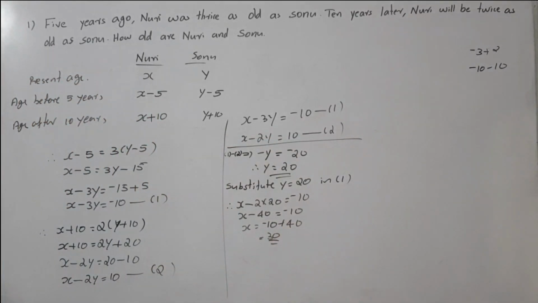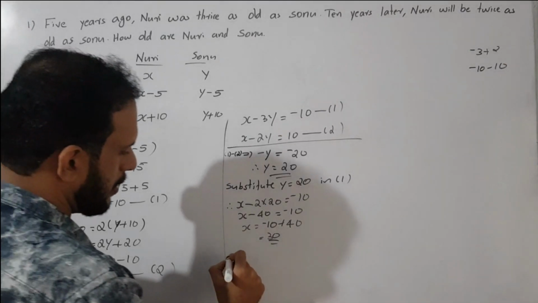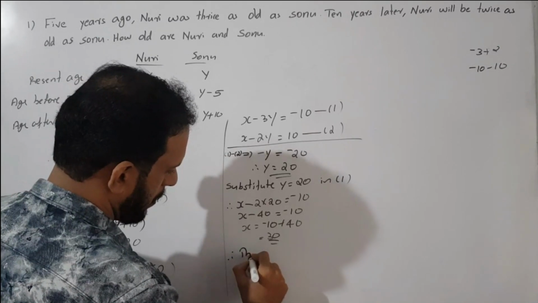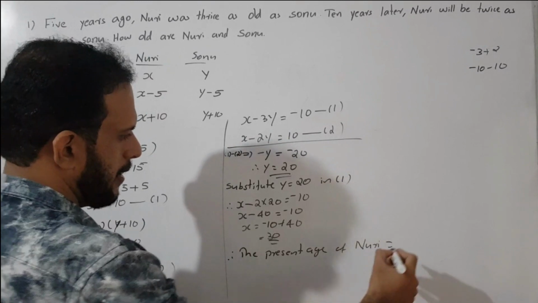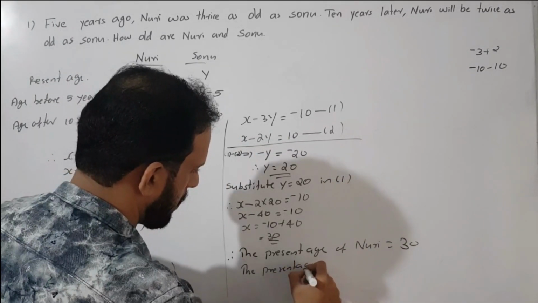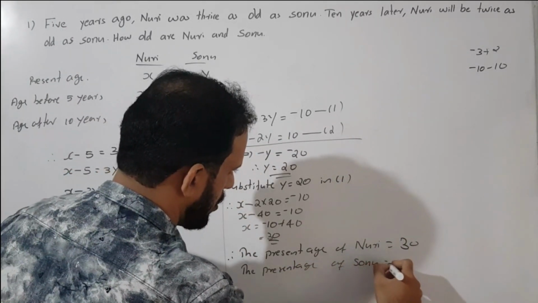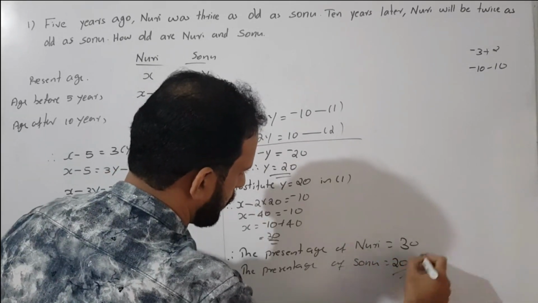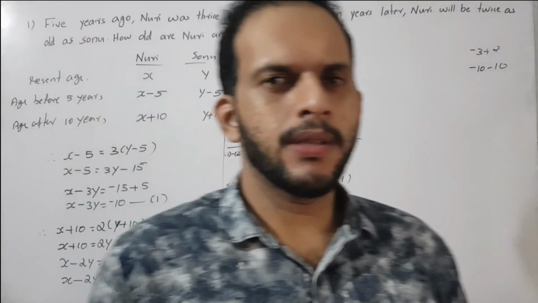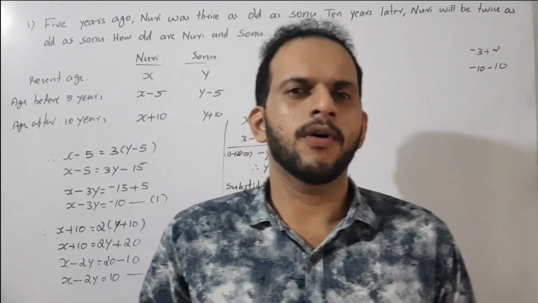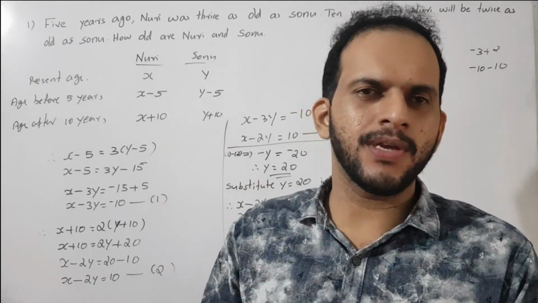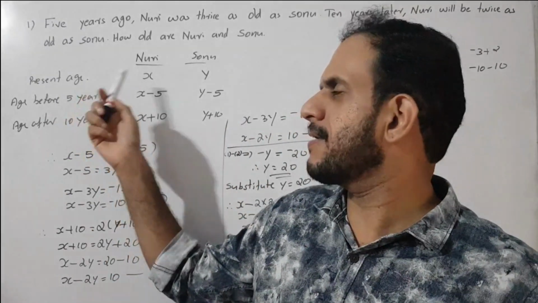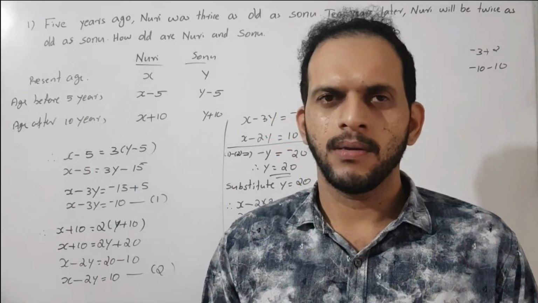x is the percentage of Noori, and what is y? The percentage of Sonu. Therefore the percentage of Noori is equal to 30. Percentage of Sonu is equal to 20. Then now we got the idea how to do the work based on age. Questions based on age, always we consider the percentages. Okay, is it clear? Am I right?